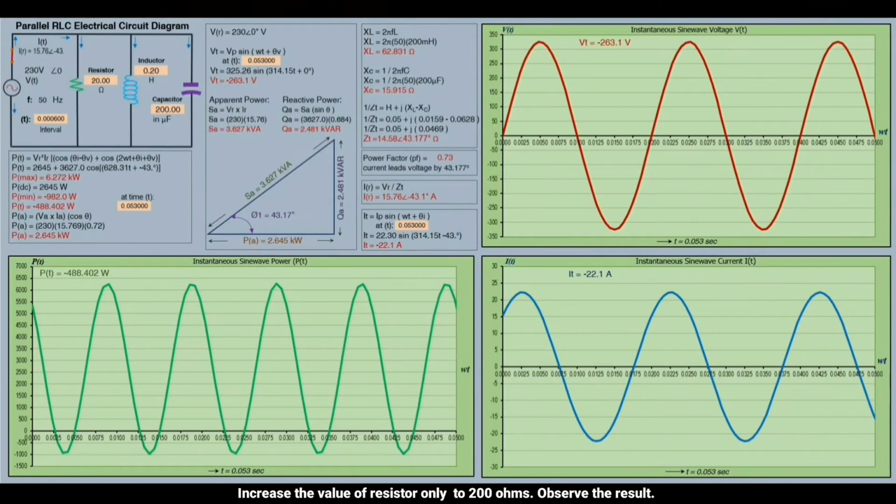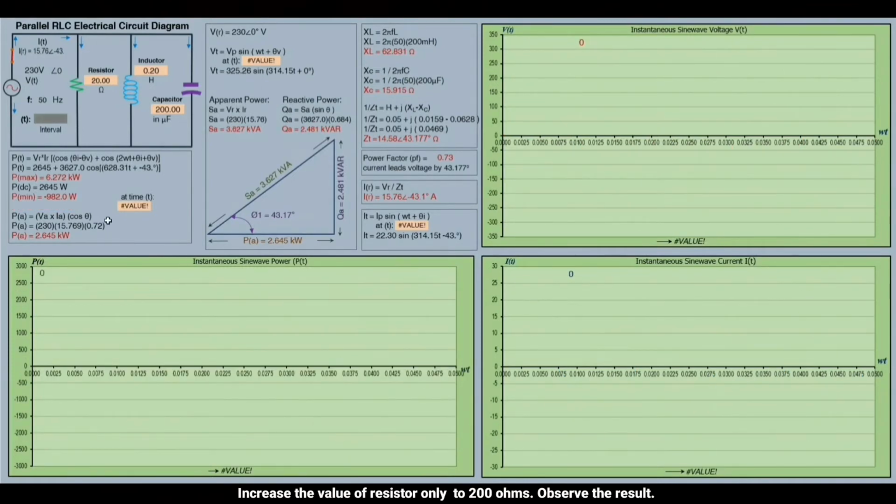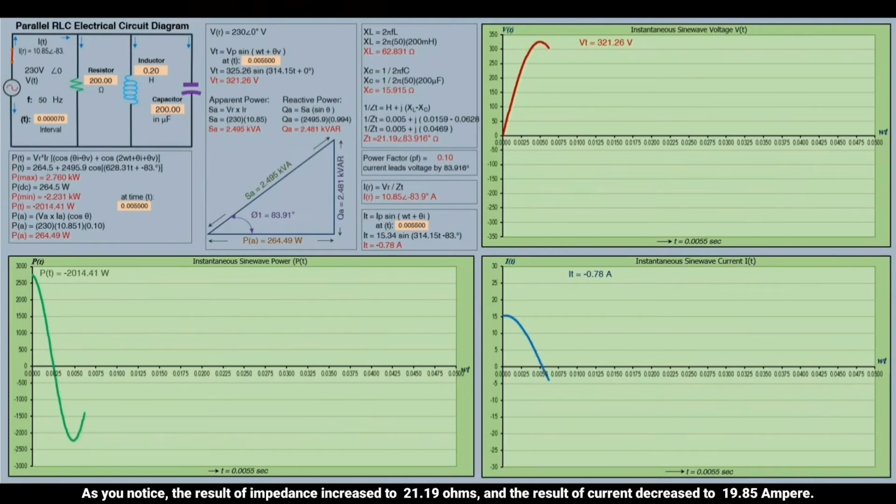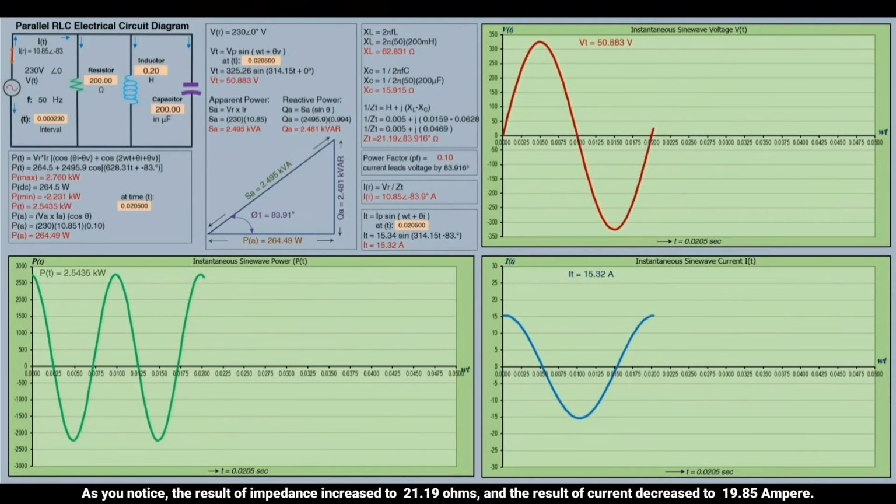Increase the value of resistor to 200 ohms only, and observe the result. As you notice, the result of impedance increased to 21.19 ohms, and the result of current decreased to 10.85 amperes.